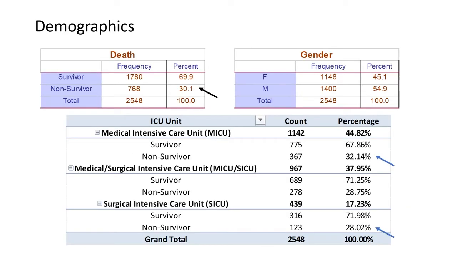In terms of the demographics, the mortality rate in the study was 30% for the septic shock patients in the ICU. 45% of the patients were female. And then the bottom table has a breakdown of the different ICU units, with the blue arrow showing the mortality rate of 32% in non-survivors and 28% mortality rate in SICU.